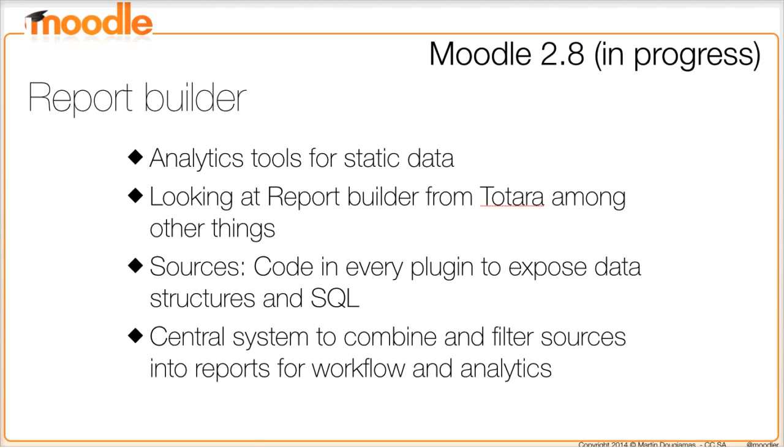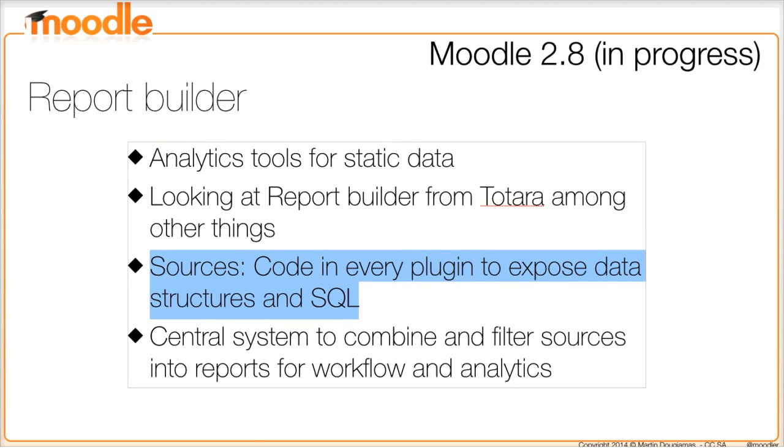But in core, what we need is some notion of abstracting the data a bit, not giving people direct access to the raw data structures, but for each plugin to say, these are the important bits of data and that's how they relate to each other. So it exposes data structures, maybe combining some of the raw tables into virtual tables that we can access. But the idea is you have these source definitions that describe the data in each of the plugins. And then you have a central system that combines that data into reports.